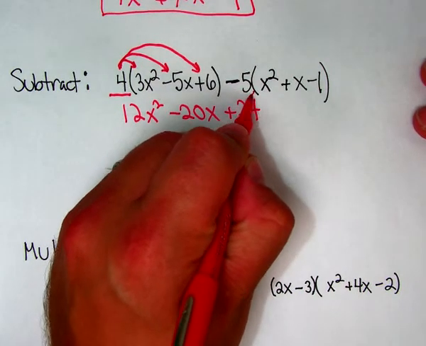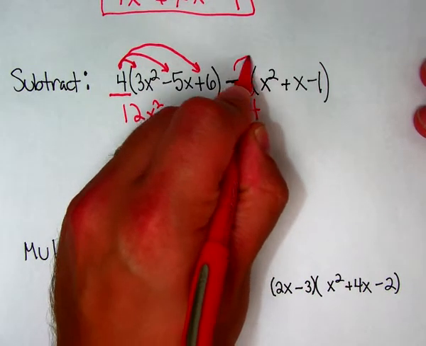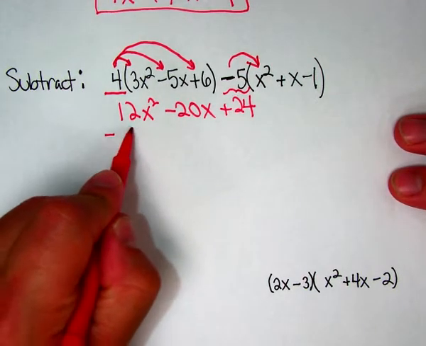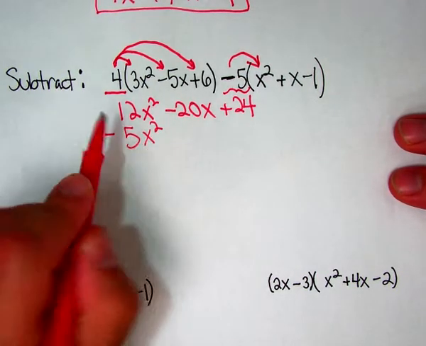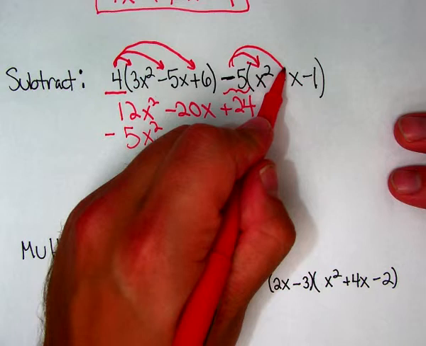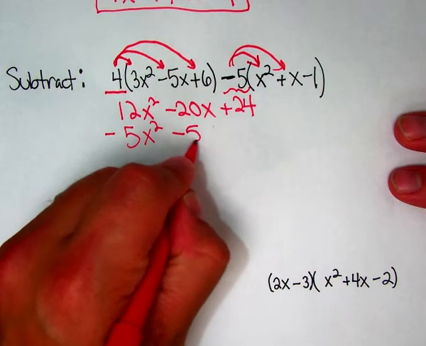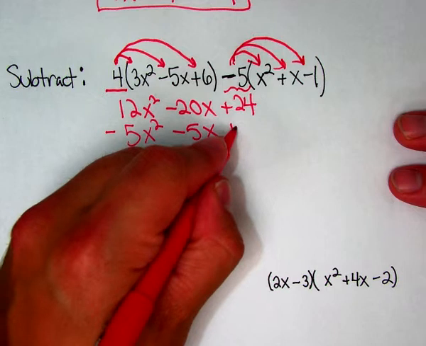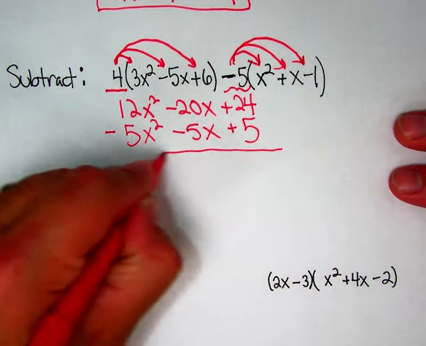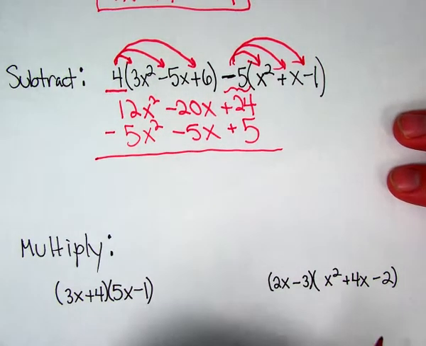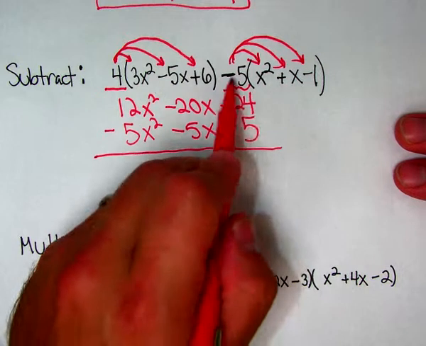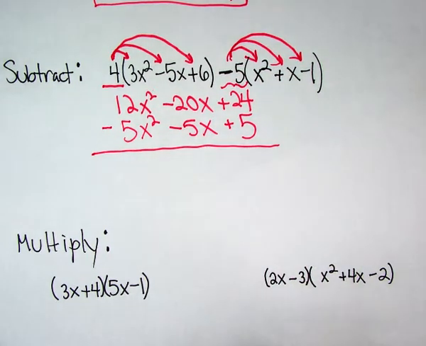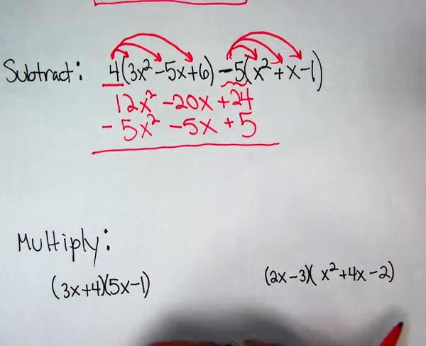This is a negative 5 right here. We're going to take that negative 5 and distribute it, and we have a negative 5x squared. So I'm going to put that directly underneath right here. We have a negative 5 times x. This is a negative 5x. And we have a negative 5 times negative 1. That is a positive 5. I like to do this vertically mainly because it lines everything up nicely. And by doing the distribution here, the operation is already taken care of. So we don't have to worry about subtraction now. Now we just have to focus on combining like terms.